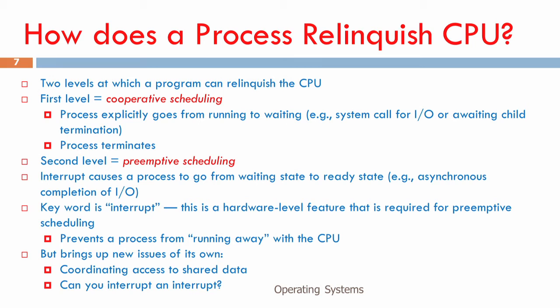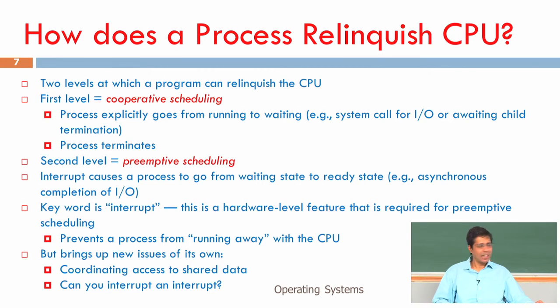As a process, I relinquish the CPU because I made a mistake. It is called a trap. I did a segmentation overflow. I accessed a page that does not exist. I started writing into a segment which is read only. I started writing into a code segment. I started executing from a data segment. My stack has overflown. I accessed a page that is not there. Or I divided by 0.